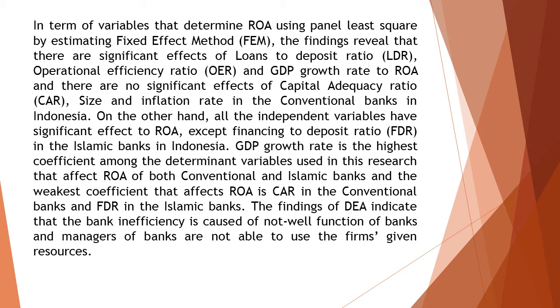GDP growth rate is the highest coefficient among the determinant variables used in this research that affect ROA of both conventional and Islamic banks, and the weakest coefficient that affects ROA is CAR in the conventional banks and FDR in the Islamic banks. The findings of DEA indicate that the bank inefficiency is caused by banks not functioning well, and managers of banks are not able to use the firm's given resources.